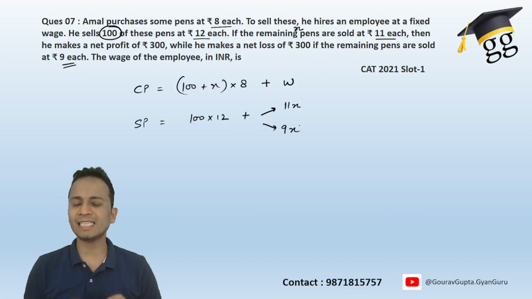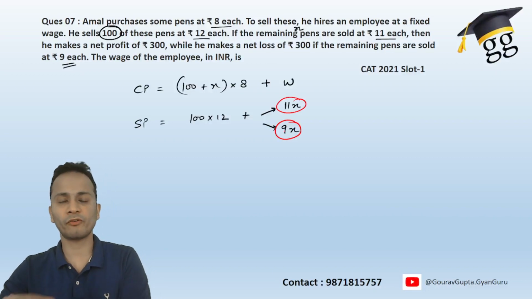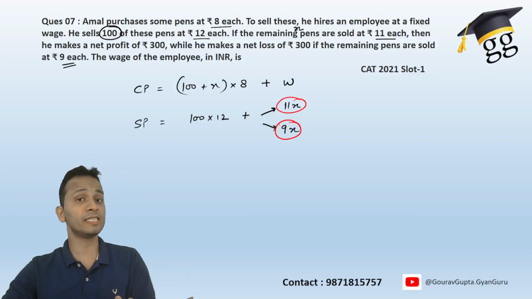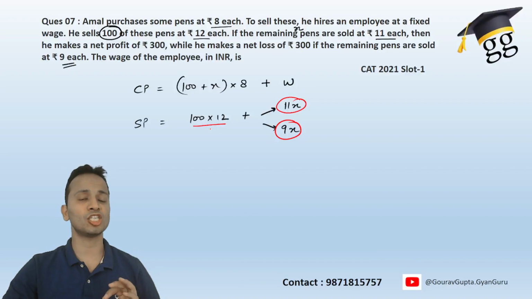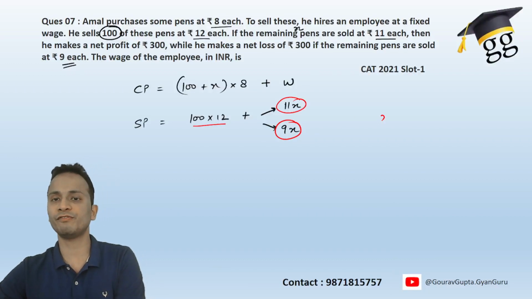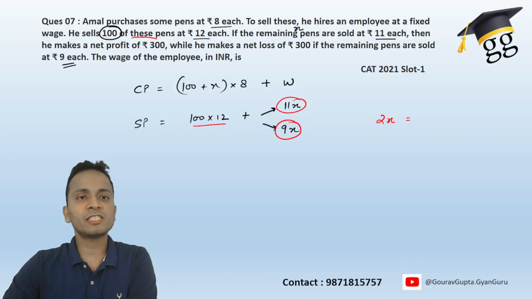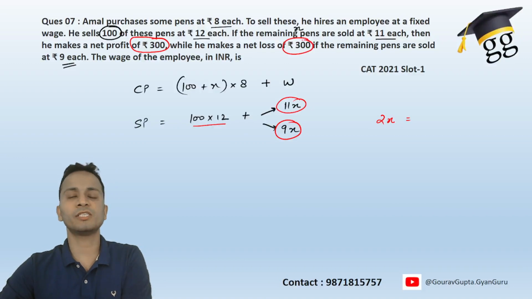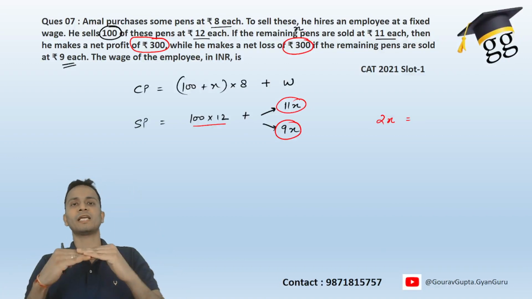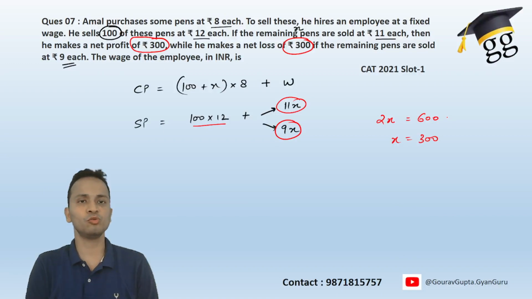So can I say that the difference in profit will be only because of this part? Because the rest of the parameters are the same, the costing is same. 100 pens are sold at 12 rupees. The problem is the remaining pens. So in the first case, the remaining pens were sold at 11x. In the second case, it is sold at 9x. So the difference is 2x. Now this difference will be the difference in the profits. In the first case, the profit was 300. In the second case, the loss is 300. So 300 profit, 300 loss. The gap is 600 rupees. So I can equate it to 600, and the value of x comes out to be 300. Okay, so x is equal to 300.